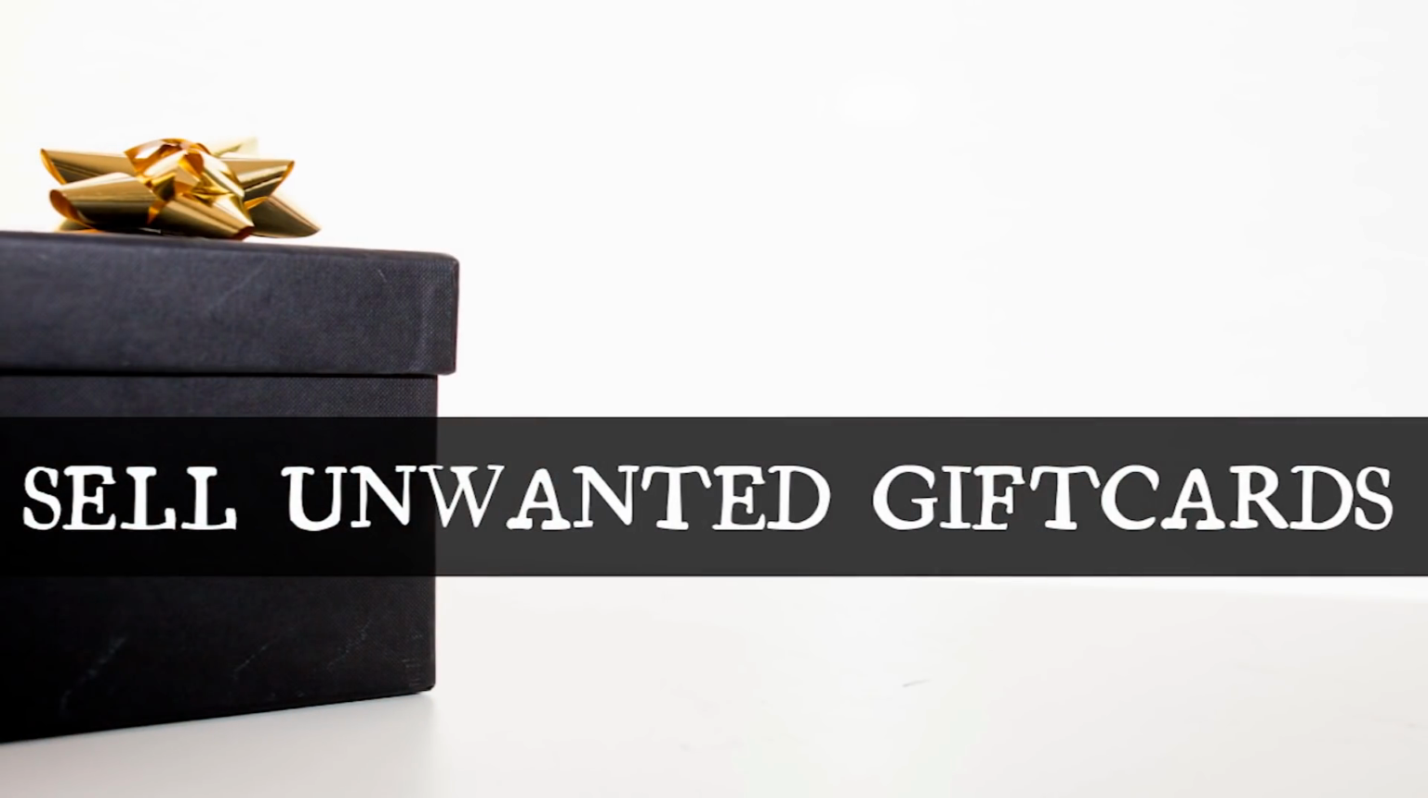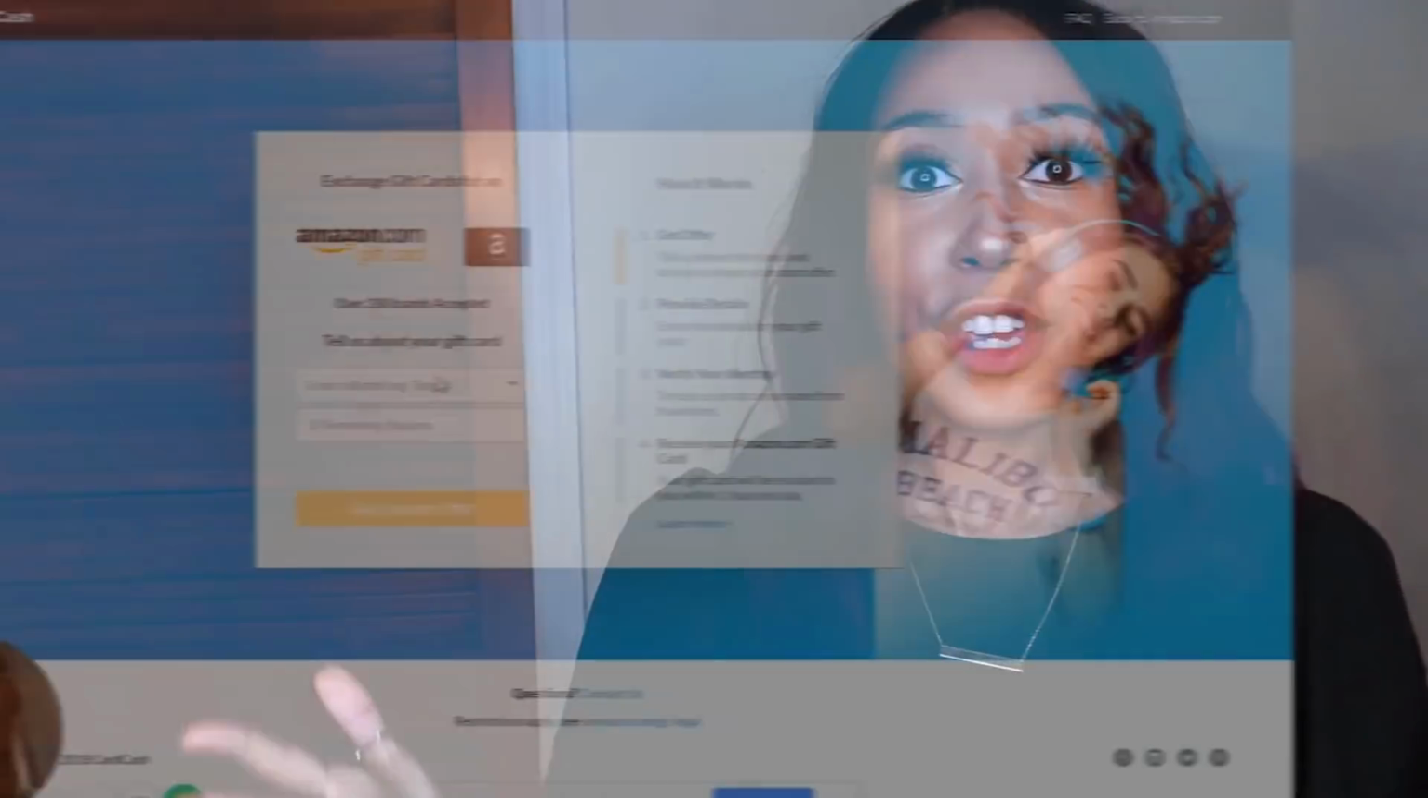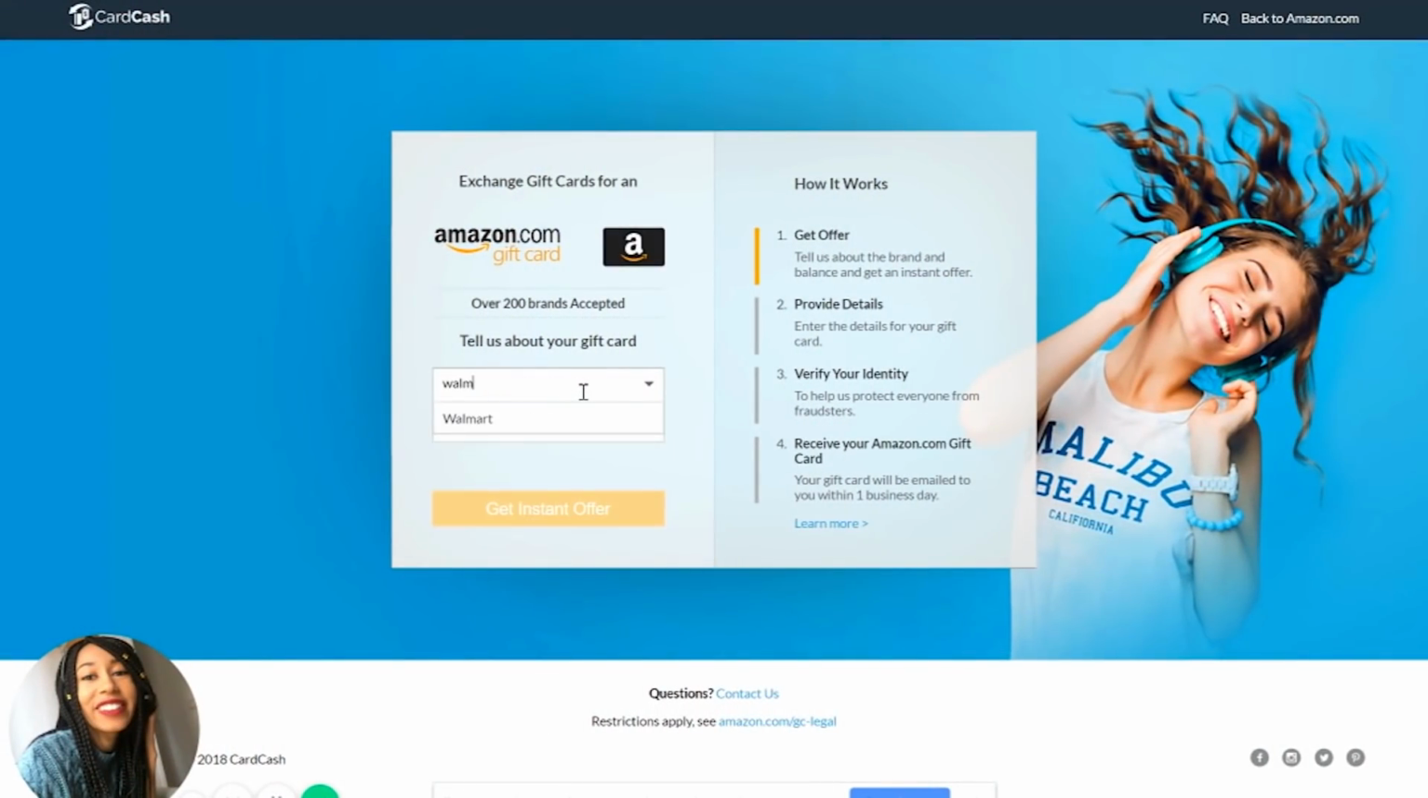My next way to get free money is to sell unwanted gift cards that you don't use or you don't want. So Christmas is coming up in a couple of months and I'm sure you're gonna get a bunch of stuff you don't want, including some gift cards that you never use. So recently, well, most recent Christmas, I got a gift card from a place I never even heard of and I knew that I could sell this gift card.